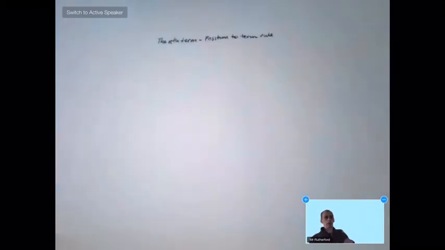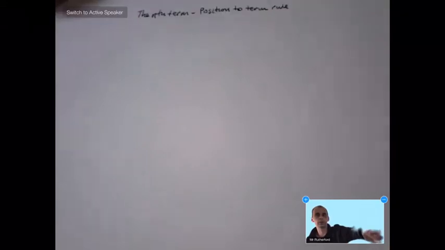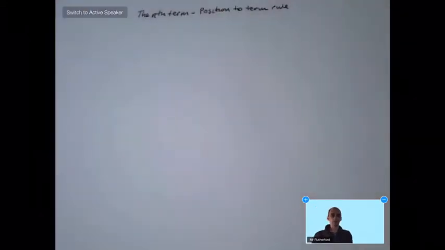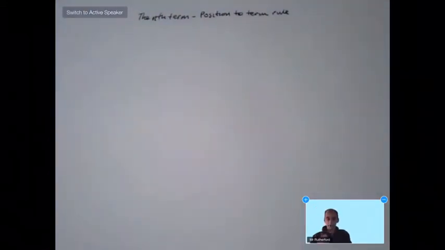So I'm just going to try and zoom in on that a little bit more because my writing looks a little bit small, doesn't it? Okay, that's a little bit better. Okay, so here's a sequence that you may have seen before.